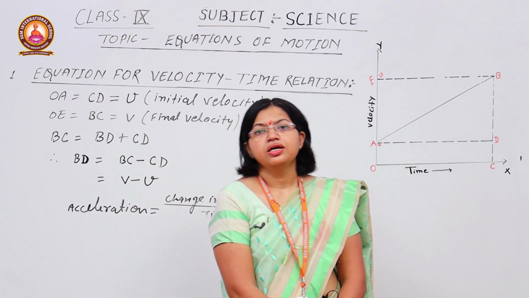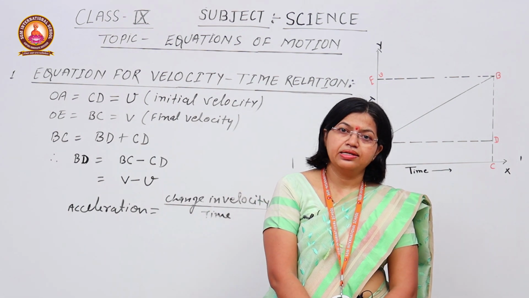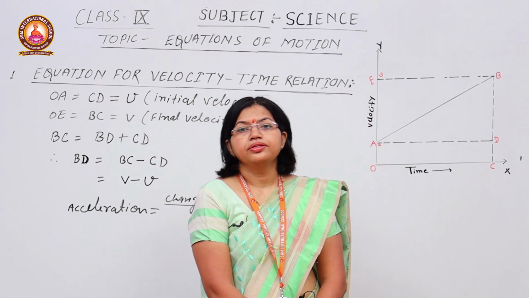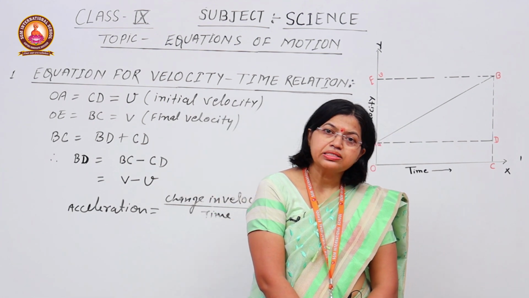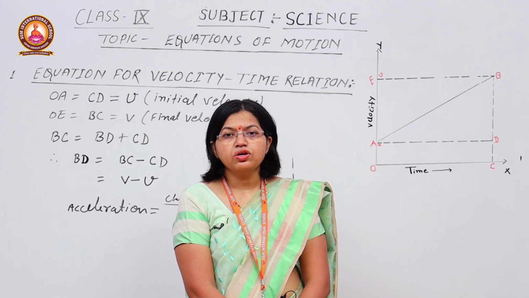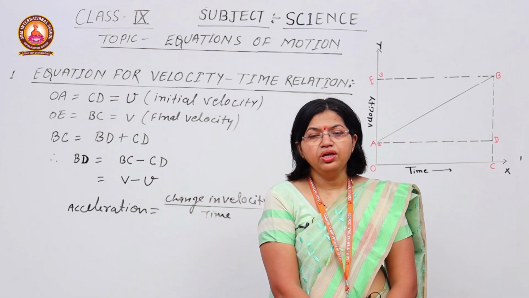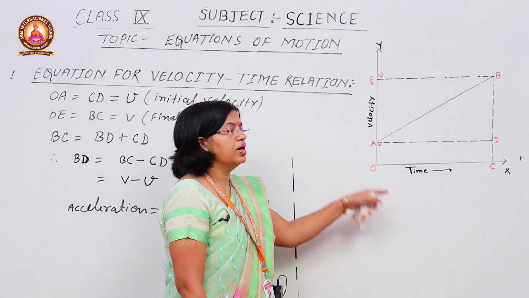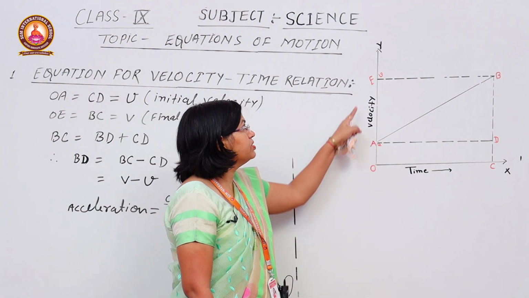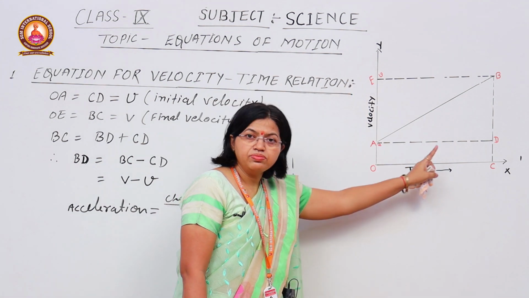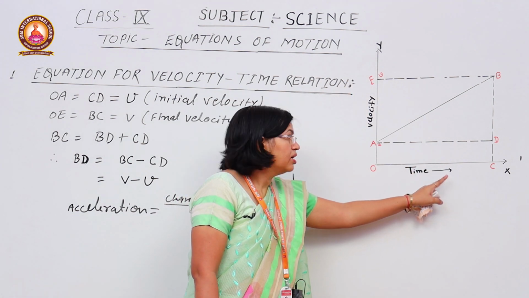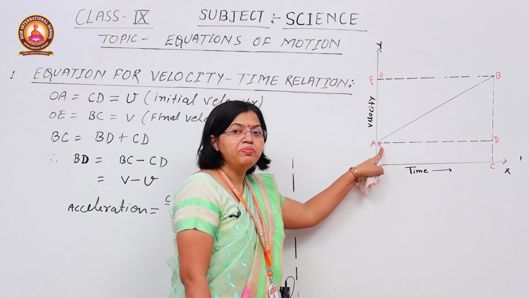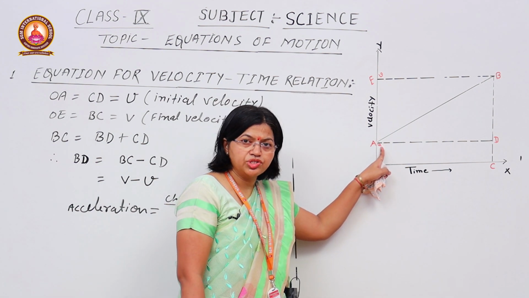Consider an object that moves under uniform acceleration. Let u be the initial velocity of the object that moves under uniform acceleration a, and the velocity of the object increases to v in time t. Let us draw the velocity time graph. Here we have taken velocity on the y-axis and time t on the x-axis. The object starts from point A, which means u is not equal to 0.